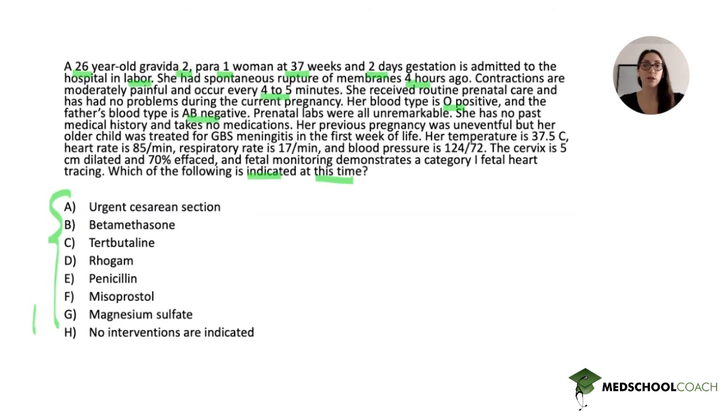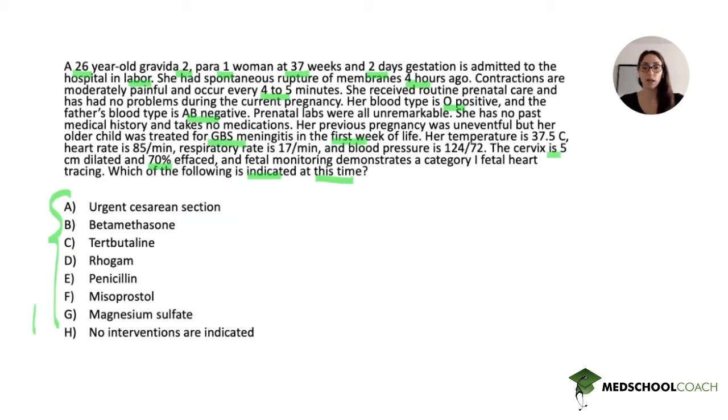She has no past medical history and takes no medications. Her previous pregnancy was uneventful, but her older child was treated for GBS meningitis in the first week of life. Her temperature is 37.5 Celsius, heart rate is 85, respiratory rate is 17, and blood pressure is 124/72. The cervix is 5 centimeters dilated, 70% effaced, and fetal monitoring demonstrates a Category 1 fetal heart tracing.